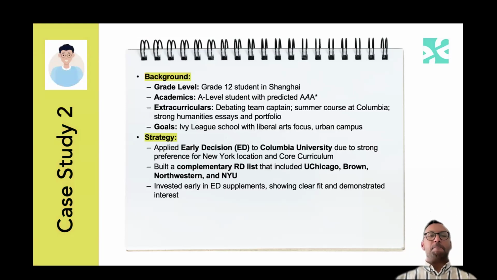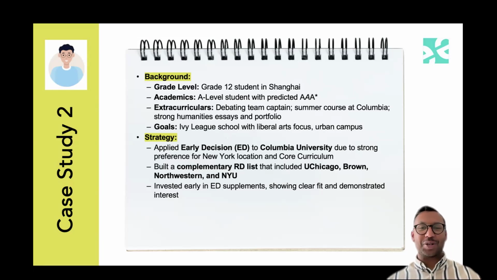So, similarly, we have a grade 12 student from Shanghai and they are currently doing an A-level curriculum, so a different type of curriculum, and the predicted are AAA star. So quite a strong prediction for Cambridge A levels. Debate team captain, they did a summer course at Columbia, strong humanities essays. The goal was Ivy League schools with a liberal arts focus and an urban campus.